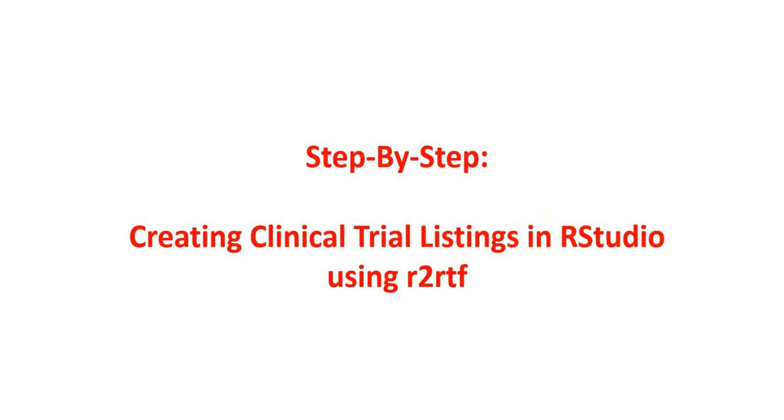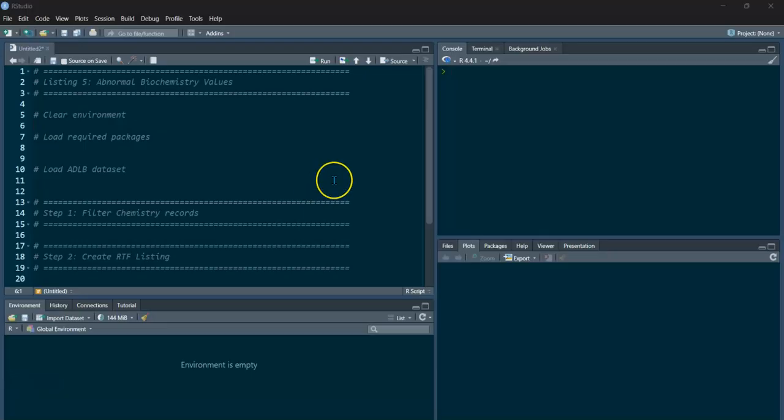In today's video, I will be showing you how to create clean RTF listing using r2rtf package. Today I will be using ADLB dataset from pharmaverseadam for the creation of abnormal biochemistry values listing. So yeah, this is a very common requirement in our clinical trial reporting, especially for the safety output. So yeah, let's start. Let's jump to RStudio so that we can start our coding.